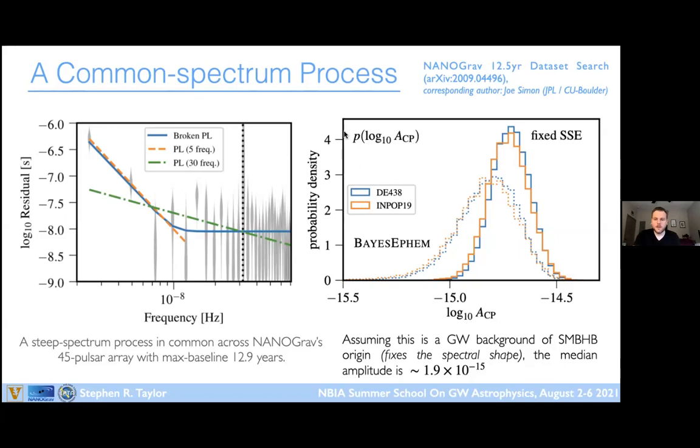All right, so moving on to the, go ahead. I was just curious, did you say what the slope of the orange parallel was? I did not. That slope is close to, in this space, -5. So it goes as F to the -5. The actual power law for a binary supermassive black hole background would be F to the -4.33. So it's really steep.